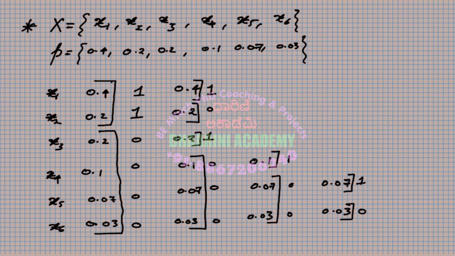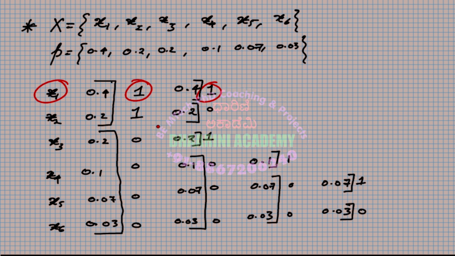Now how to read the code? The code for x1 is 1 1. There are conventions, like you follow the same thing throughout. Either you can write zeros for the first group and 1 for the second group, absolutely fine. So as we can see here, x1 gets the code 1 1. Then x2 gets a code 1 0, x3 gets a 0 1, and so on.